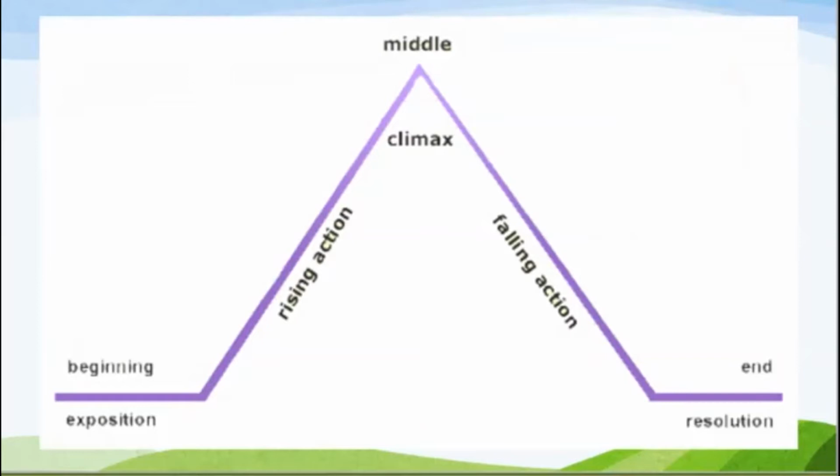So as you can see, try to observe the diagram. First one is the beginning, second the rising action, third the climax, fourth is the falling action, and the last one is the resolution. Now let's discuss further each part of this plot. Now let's have the first one.